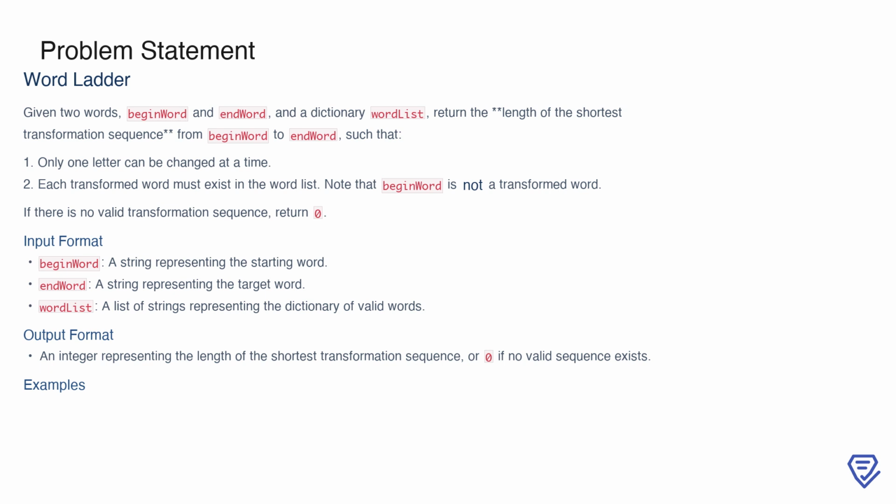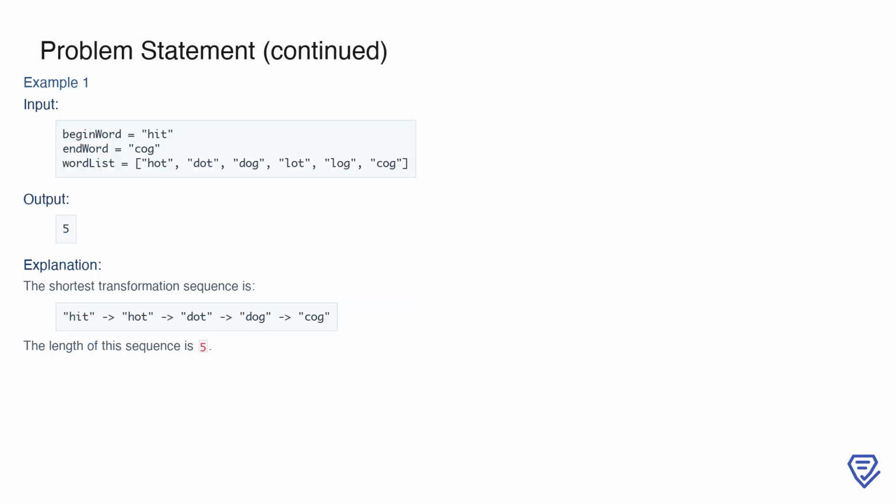The input consists of three parts: begin word, the string you start with; end word, the string you aim to reach; and word list, the list of valid words that can be used during the transformation. The output will be an integer, which represents the length of the shortest transformation sequence, or 0 if no sequence is possible. To understand this better, let's look at the first example.